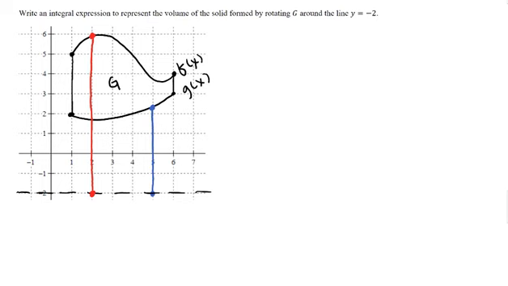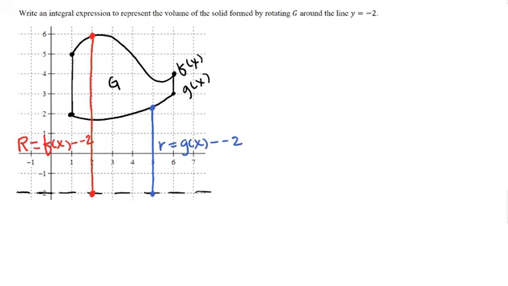Now I'm going to write this out. For the large radius, you're thinking top minus bottom. So the large radius is equal to f of x minus, y equals -2. That actually makes sense because it's the height of the graph of f of x plus those extra 2 that were going below the x-axis. And then the small radius is going to be g of x minus -2, top minus bottom.